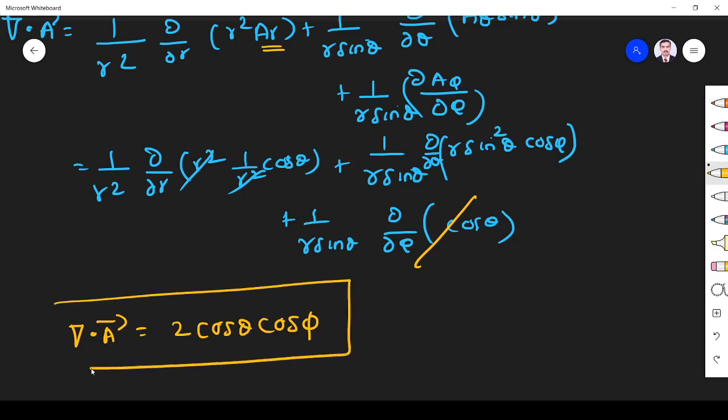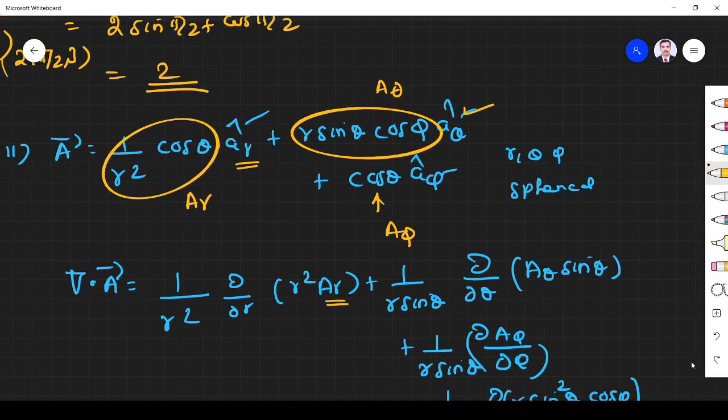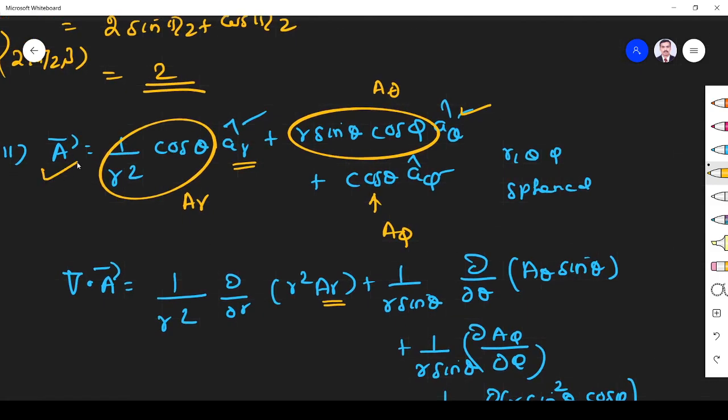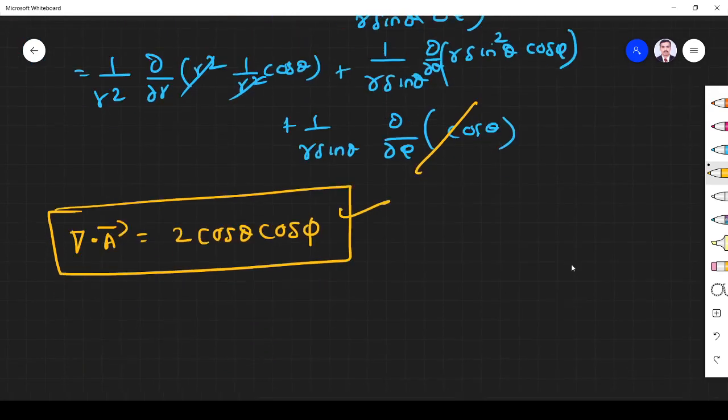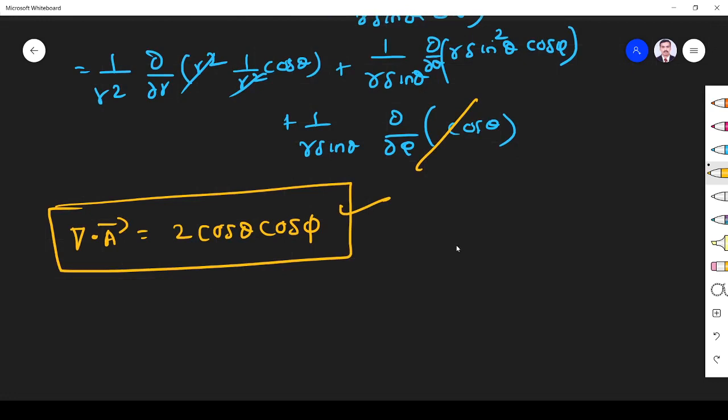Right? So this is a simple problem. You see again, the question is a vector, A vector. Here you see the answer is scalar. Suppose they ask to find the divergence at the point (2, pi by 4, pi by 4). From this we can understand it is the spherical coordinate system.